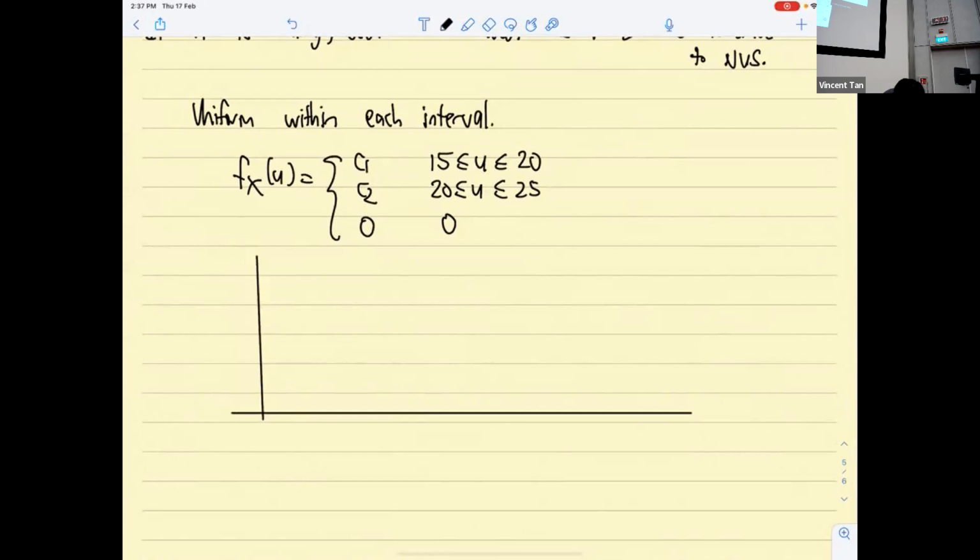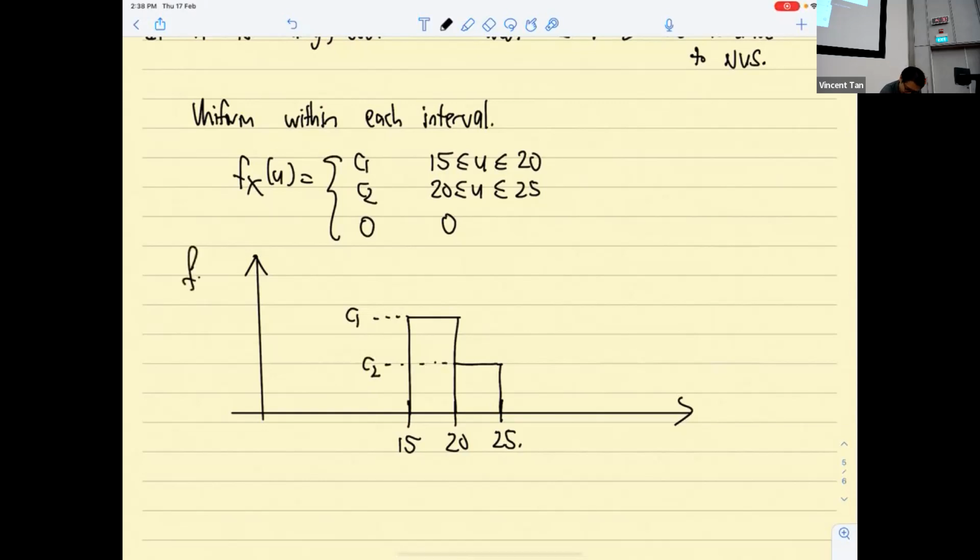What does the probability density function look like? Well, here is 15, 20, 25. Okay, so it is certainly flat here. And here is also certainly flat. And the height here is C1, and the height here is C2. And our job is to find these heights. The way I've drawn it is the right way, okay? But let us try to find these heights.